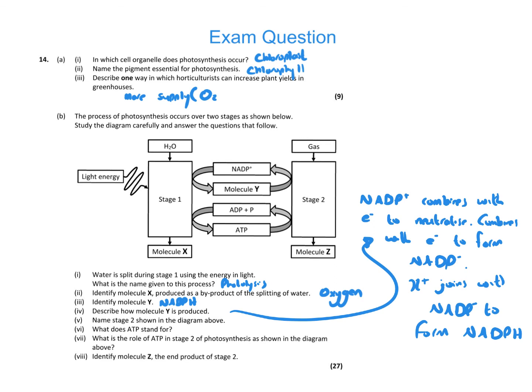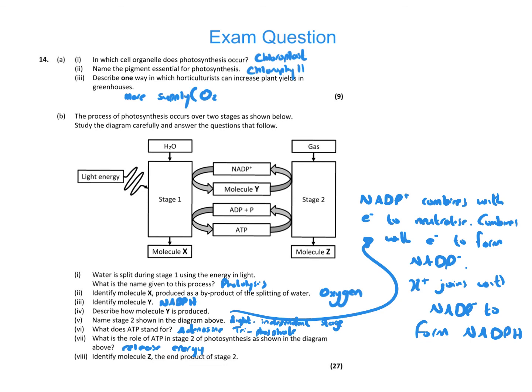Name stage 2 shown in the diagram up there. So that's the dark stage, or you can say the light independent stage. What does ATP stand for? That's adenosine triphosphate. We've seen that a couple of times. What is the role of ATP in stage 2 of photosynthesis as shown in the diagram above? So that's to release energy, so that we have enough energy for glucose to be formed because there's no light coming in, so it's the ATP that provides the energy.